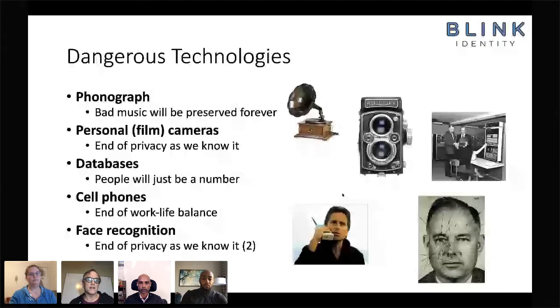But one of the things we see a lot is people are afraid of face recognition, and there are definitely areas to be afraid of. It's a technology that can definitely be used by an Orwellian state and violate privacy and everything else. But so are a lot of other technologies in history that were seen as extremely negative for society. The phonograph was a way to preserve bad music forever. Databases were going to make people just a number. Cell phones were going to end work-life balance. All of these were predictions about how these technologies would be negative for society. And for the most part, they all came true, which is kind of interesting.